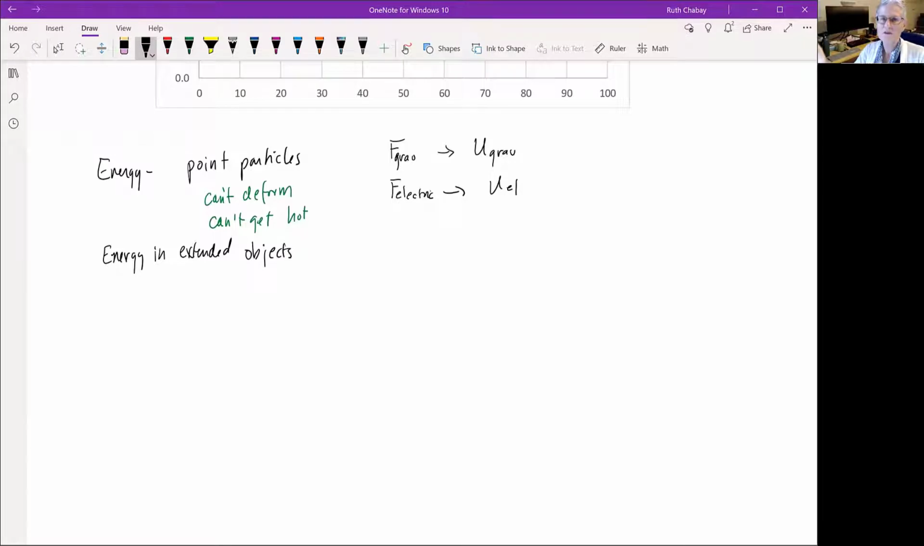Because extended objects, solids, liquids, whatever, can get hot. And I think we know instinctively that when something is hotter, it means that there's more energy inside it. And so we have to be able to move from thinking about everything as point particles to thinking about objects that are made of lots of atoms and bonds, and look at energy inside these objects.